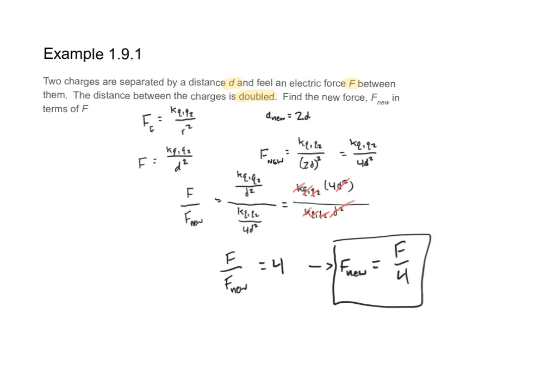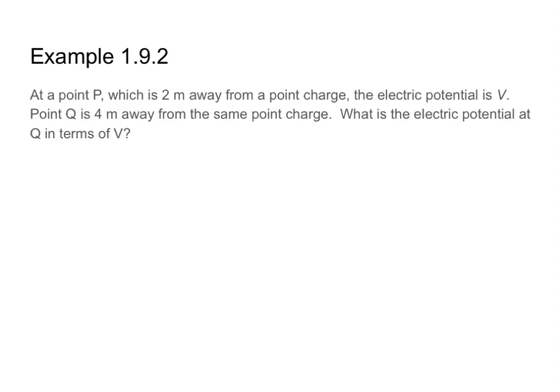But there is actually an easier way to solve some of these problems. I'm going to do that in my second example. So in example 1.9.2, at point P, which is 2 meters away from a point charge, the electric potential is V. Point Q is 4 meters away from that same point charge. What is the electric potential at Q in terms of V? So what I'm going to do is start with my equation for potential due to a point charge. And that is V is equal to kQ over r.